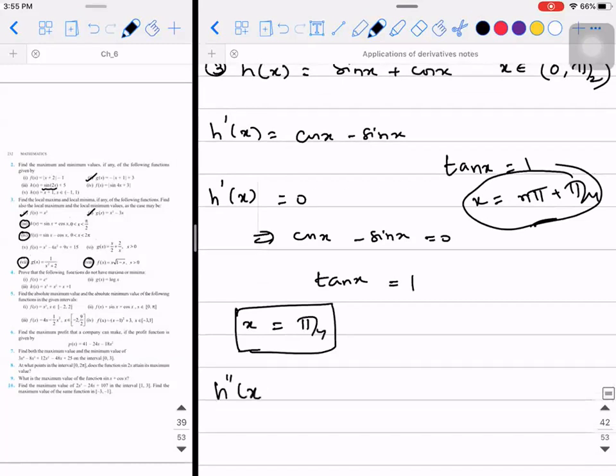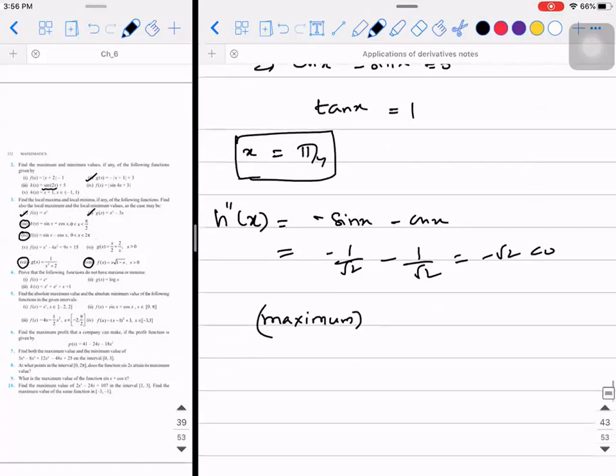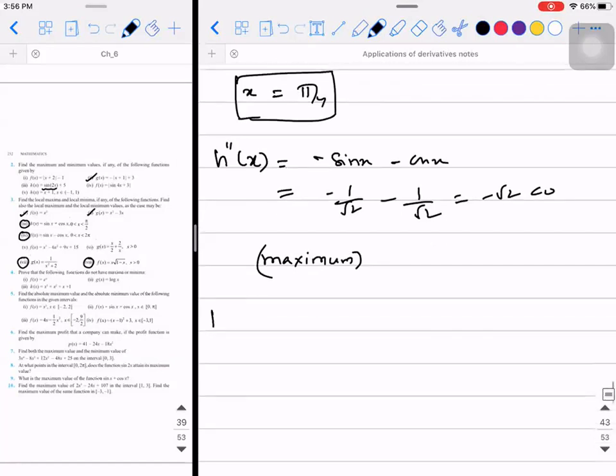So h double dash of x is equal to what? Minus sin x minus cos x. So minus 1 by root 2 minus 1 by root 2, that will be minus root 2, less than 0. So it is a point of maximum. So what is going to be the value of h of pi by 4? It is 1 by root 2 plus 1 by root 2. Answer will be root 2.